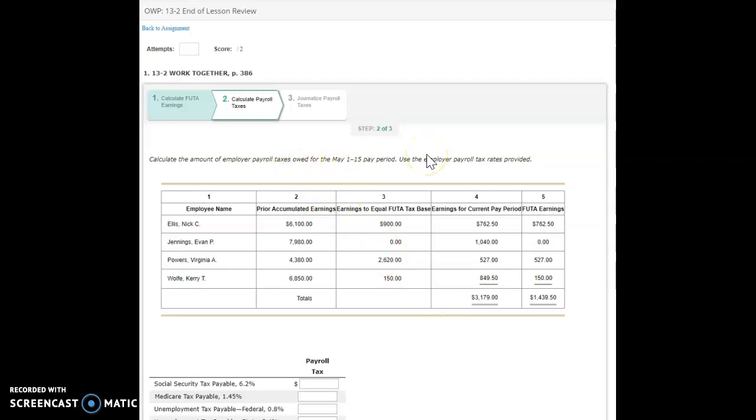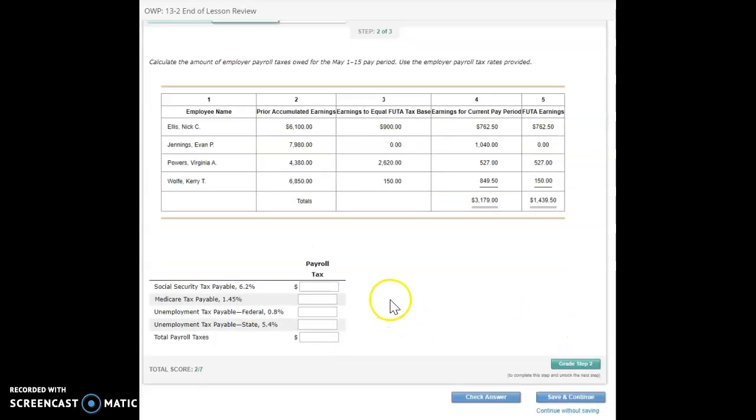Okay, step 2 is that we're going to calculate the amount of employer payroll taxes owed for the May 1st through 15th pay period. Use the employer payroll tax rates provided. So we have our chart filled in that we just did, and now we're going to calculate these payroll taxes that the employer has to pay. So Social Security tax, remember, it's matched up until that tax base. So right now, we were told on the last one that no one's met that tax base. So we have to calculate 6.2% of the earnings.